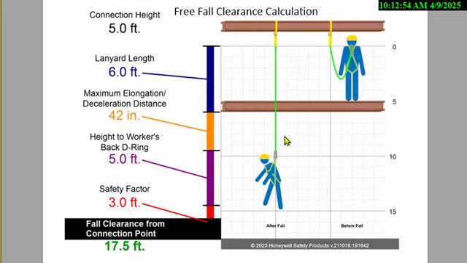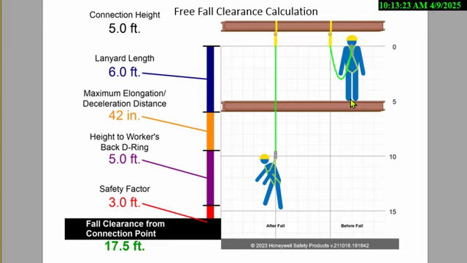Okay. So John, in this question, we are not considering the height of the worker. What do you mean by the height of the worker? They're telling you the height from the D-ring to the floor is 5 feet. They're not looking at the total height from the head. They only care about the D-ring, which is in the center of your back. They're telling you that number is 5 feet.